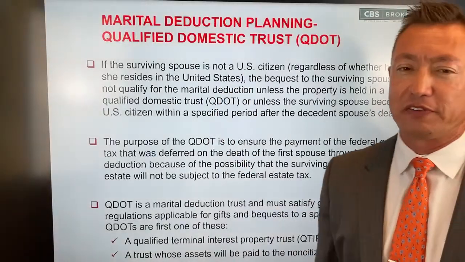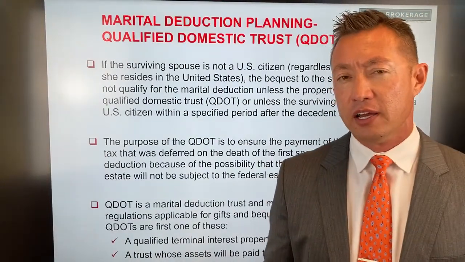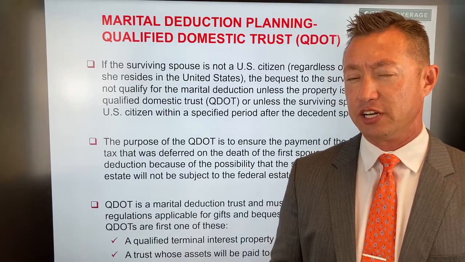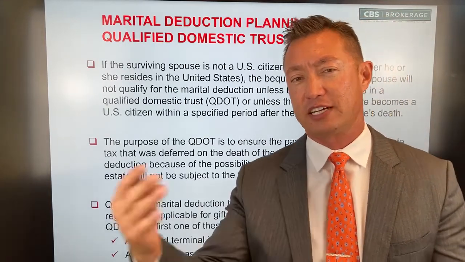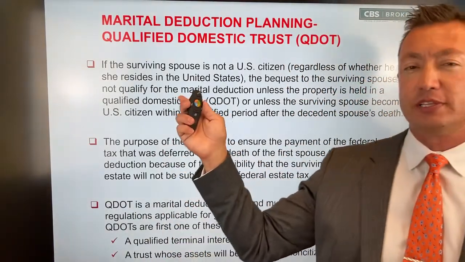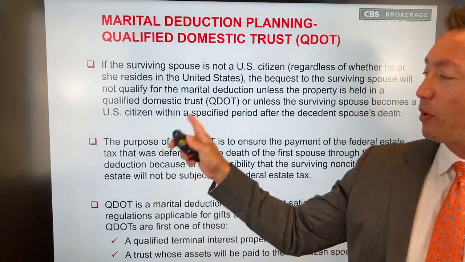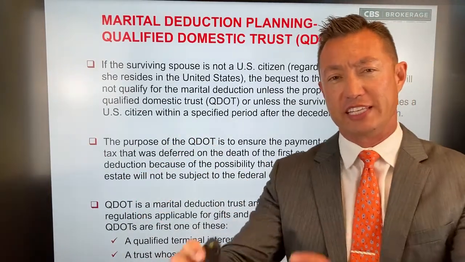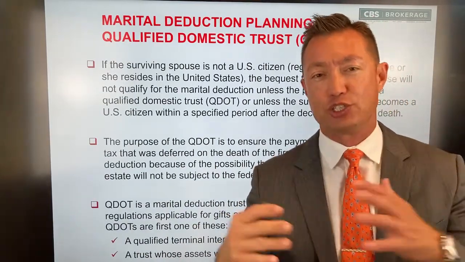So how do we qualify for the marital deduction? That is the real opportunity here: how to qualify for the unlimited marital deduction, and defer all the estate taxes at the first spouse's death to the second spouse's death, the way we do for U.S. citizens. And how we would do that is use something called a qualified domestic trust. The purpose of a qualified domestic trust is to ensure that the estate taxes that were deferred at the first spouse's death are actually paid.